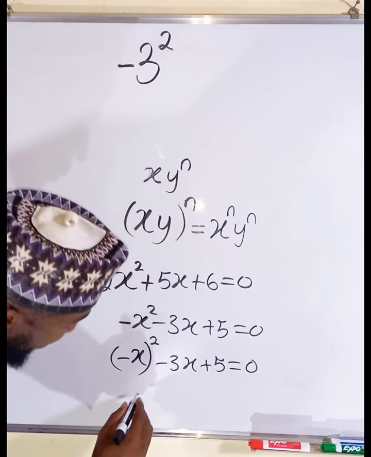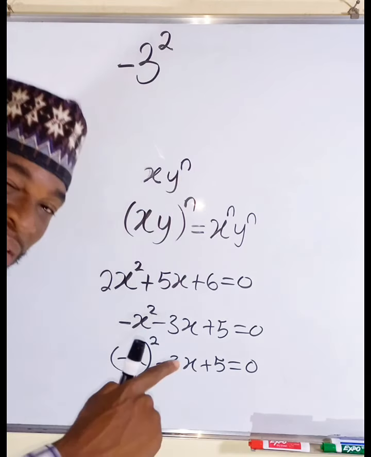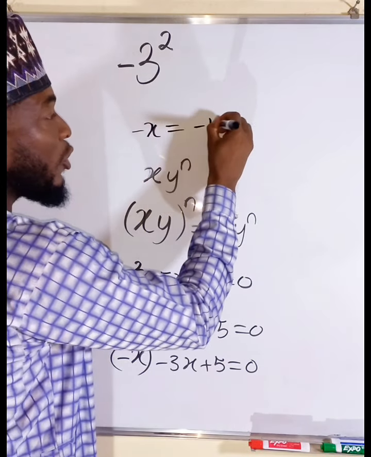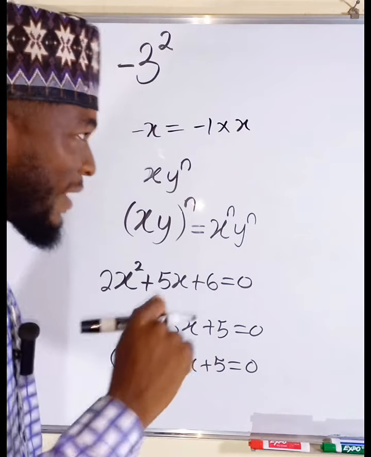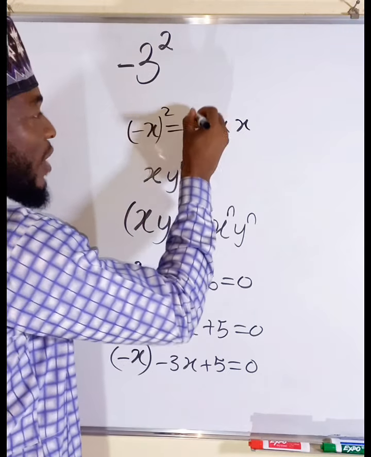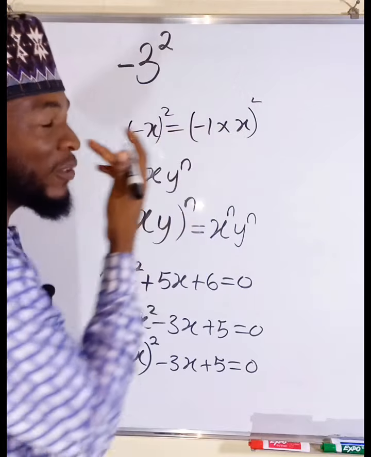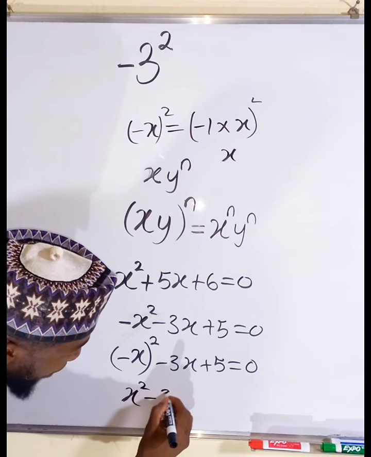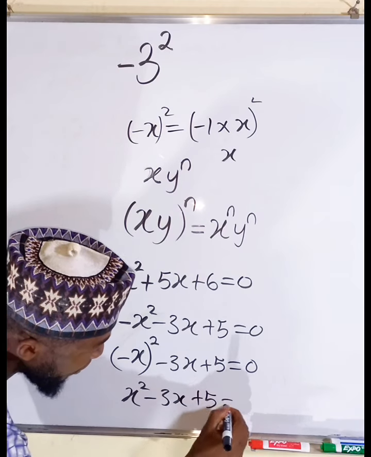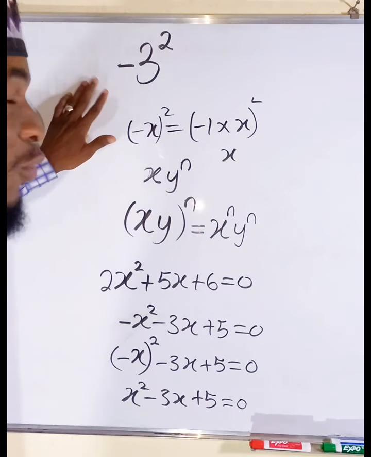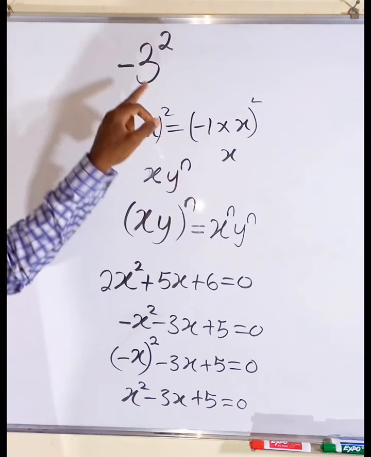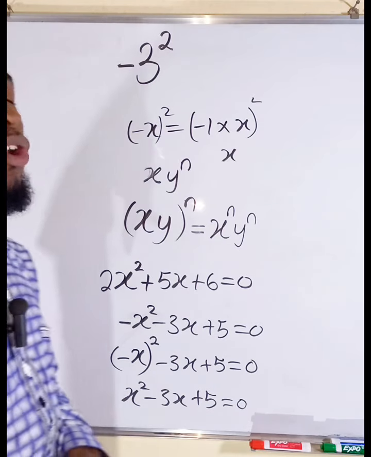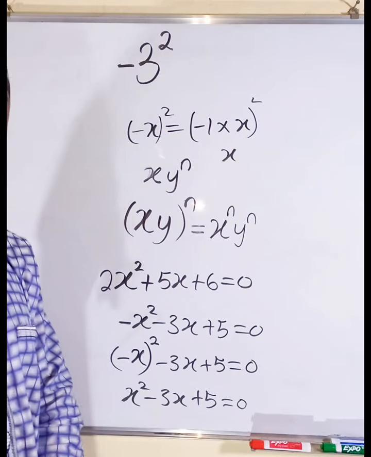So if we simplify this, it is going to become negative 1. Negative x is the same thing as negative 1 multiplied by x, mathematically speaking. So if we raise this to the power of 2 and raise this to the power of 2, negative 1 squared is 1, x squared is x squared. This implies that this must be x squared minus 3x plus 5 equal to 0. So let's come back to our main expression. If you look at this 3 as x, it means that the power of 2 is going to affect only the 3, not the negative 1.